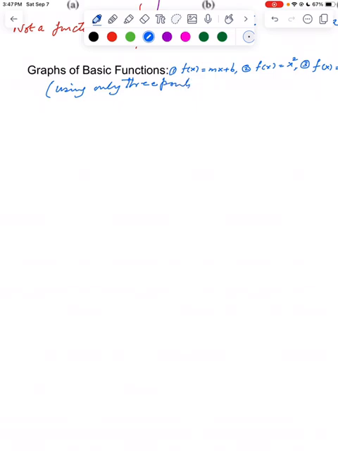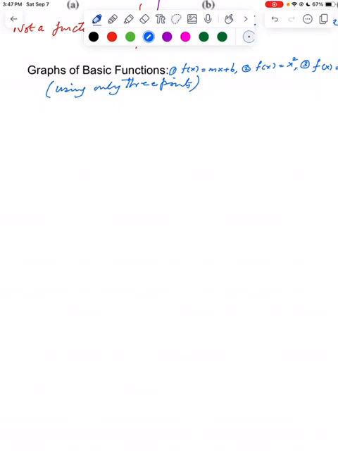So for each function, we will use 3 points. In order to do that, you must know the shape. So the shape should be in your mind. You should be able to connect the equation with the graph and to the name of the function.